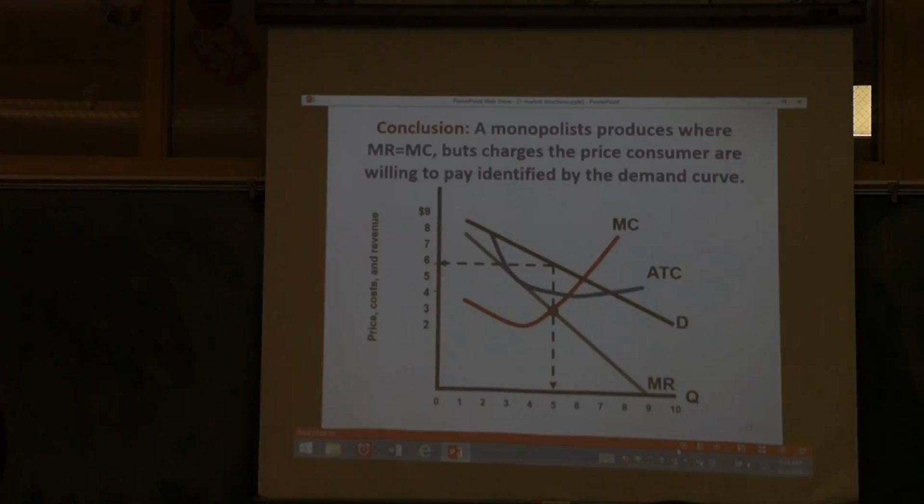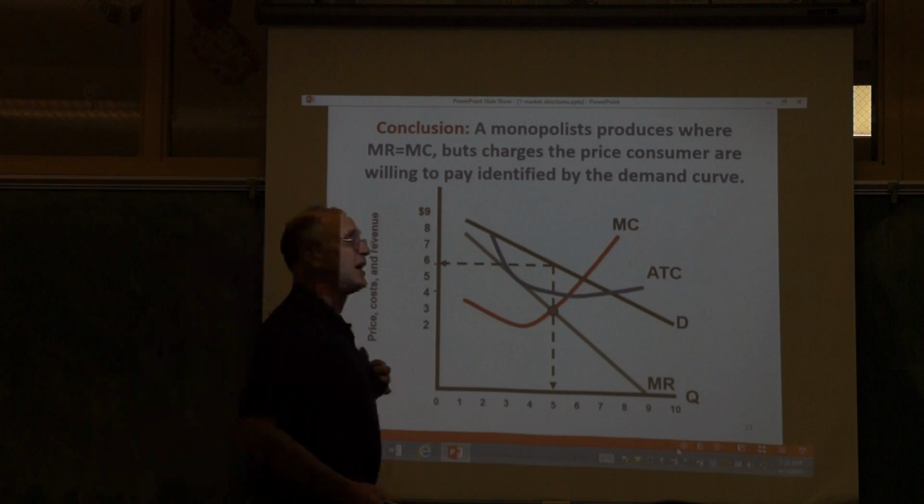To me, a very important graph, only because it's for monopolies, it's for colluding oligopolies, it's also for monopolistic competition.